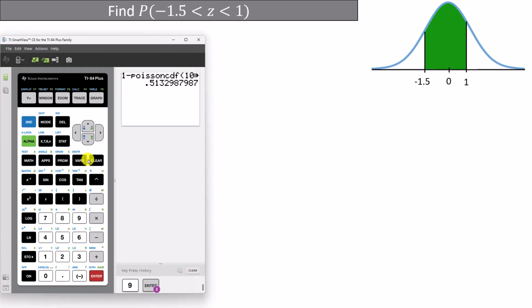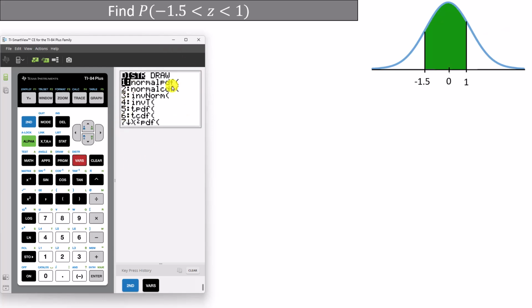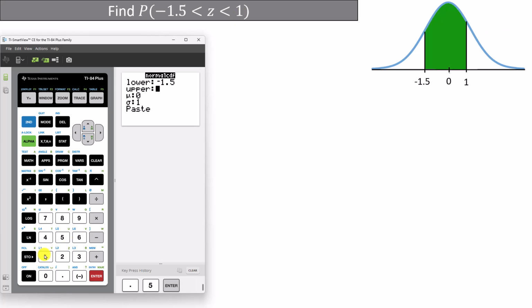Let's grab our TI-84 calculator. We can press the second key and then the distribution key to reach the menu of functions. The normal CDF function is the second option down. Scroll down and press enter. For the lower bound, we will put negative 1.5, but make sure you put the negative sign and not the subtraction sign, otherwise you'll get an error. So we have negative 1.5 as our lower bound, and for our upper bound we have 1.